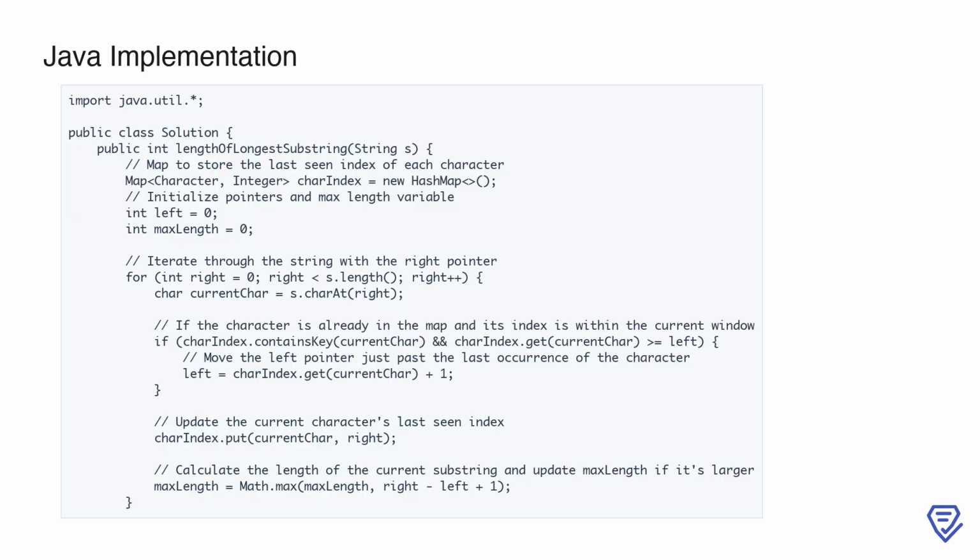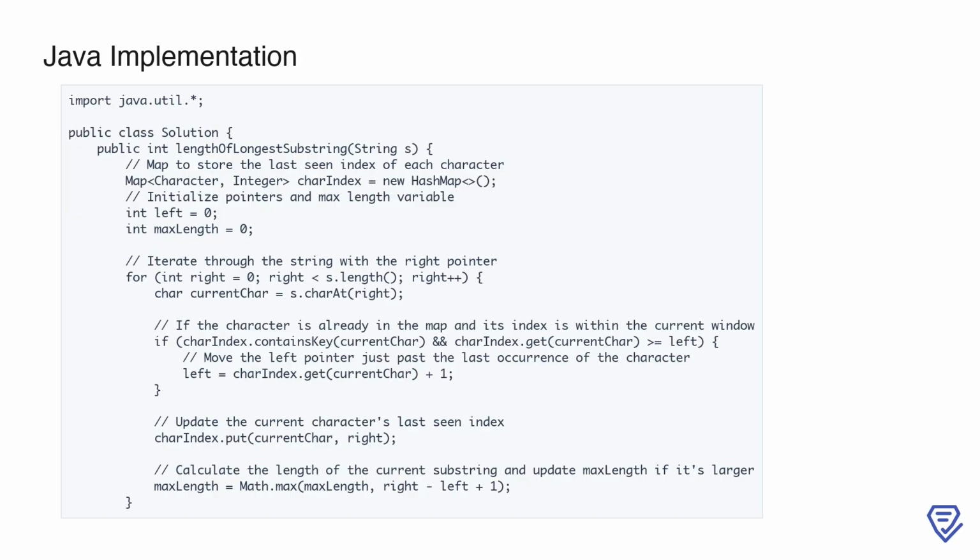Next, we set up two pointers, left and right, to define the current window of the substring we're examining. The left pointer helps us maintain the boundaries of the window, while the right pointer iterates through the string. We also initialize a variable maxLength to store the length of the longest substring found so far.